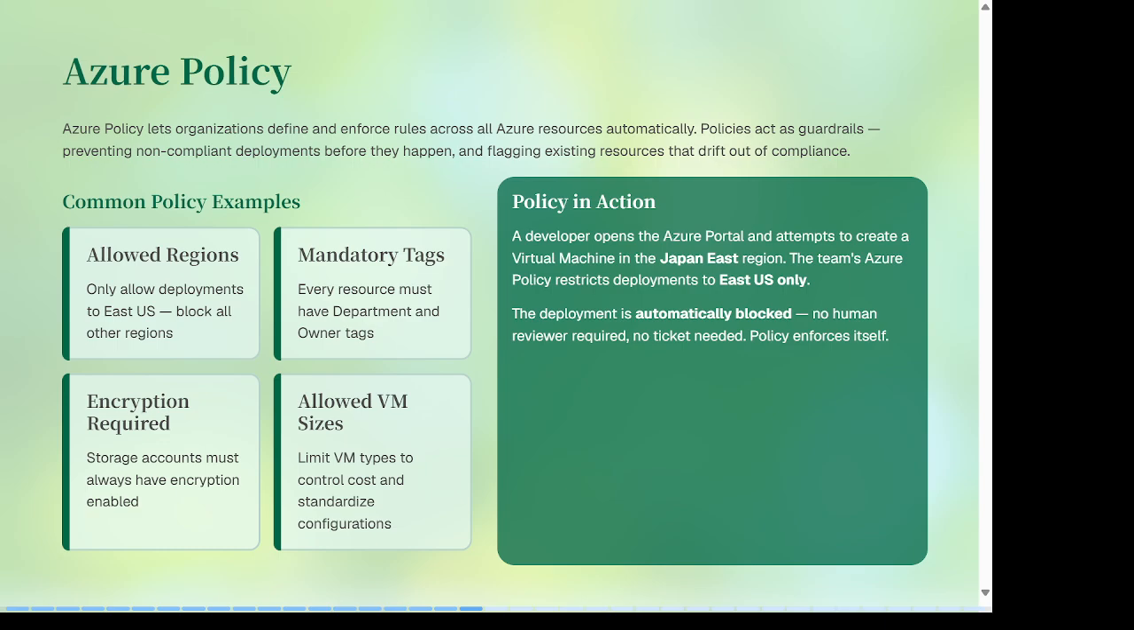If a developer tries to deploy a resource that violates an Azure Policy, what happens? The correct answer is the deployment is automatically blocked because of that policy. So here you have to remember Azure Policy: it enforces rules automatically, works as a guardrail system, prevents non-compliant deployments, helps with security, cost and compliance, and needs no manual intervention.